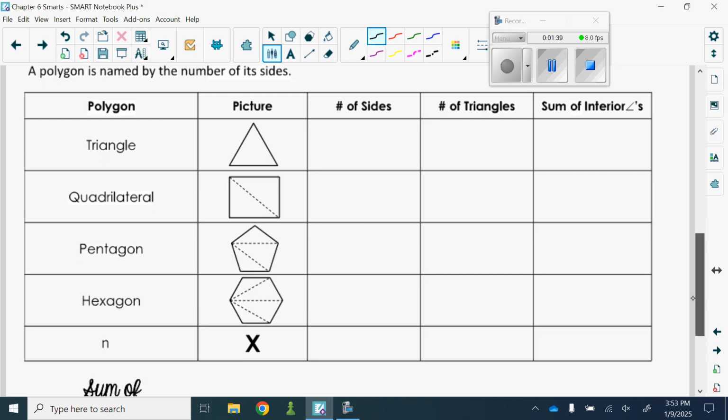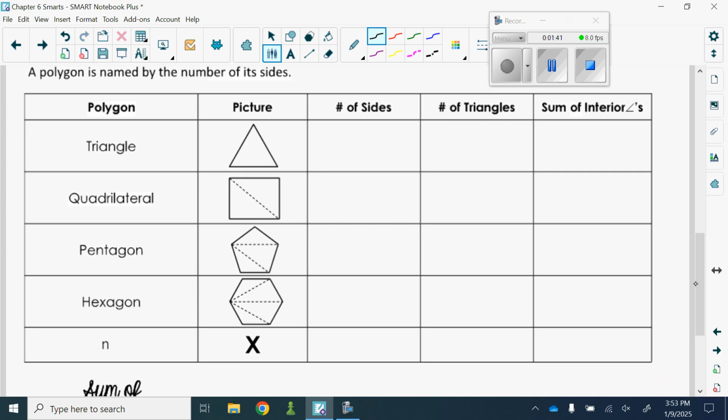So we can classify polygons by the number of sides that they have. We're going to look at all these polygons and look at their number of sides, the number of triangles that fit in them, and therefore the sum of their interior angles. So a triangle has three sides, which would be one triangle. And recall that the sum of interior angles of a triangle is 180 degrees.